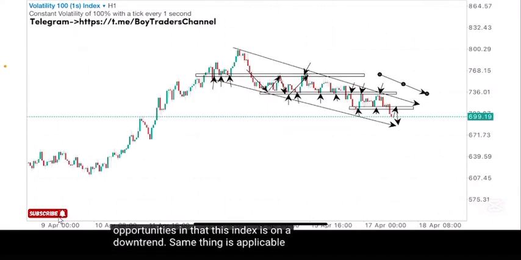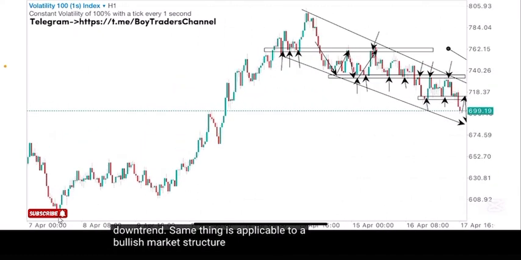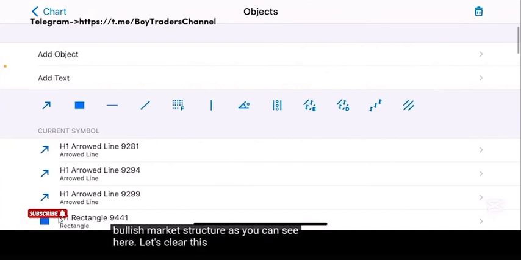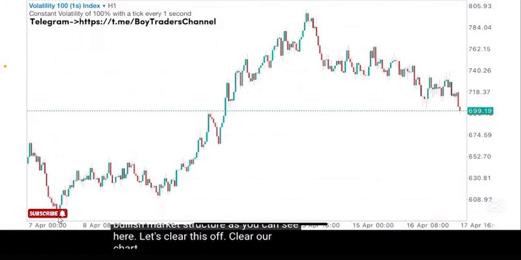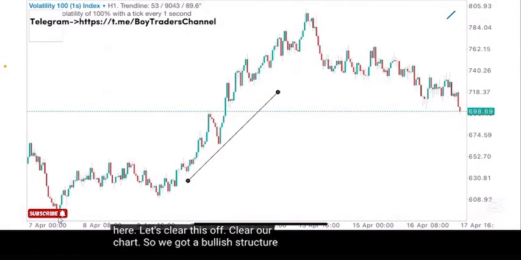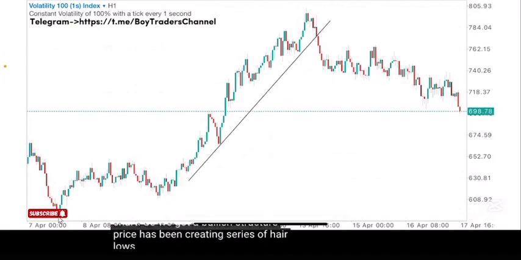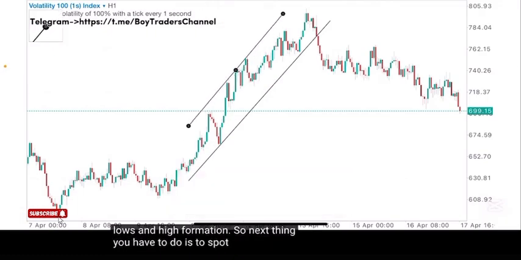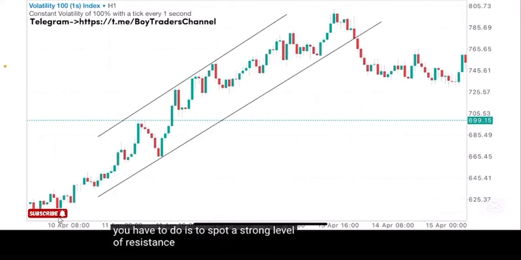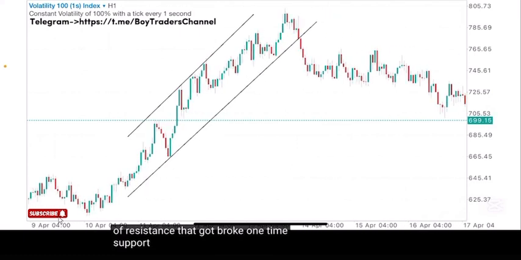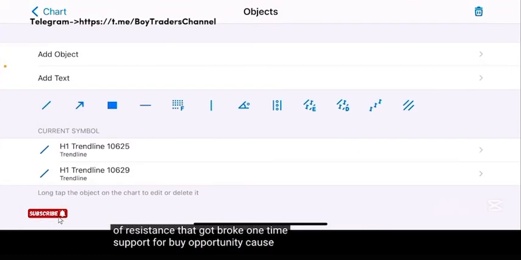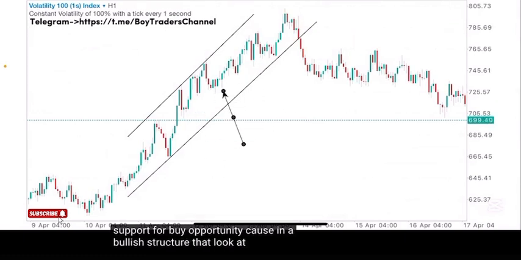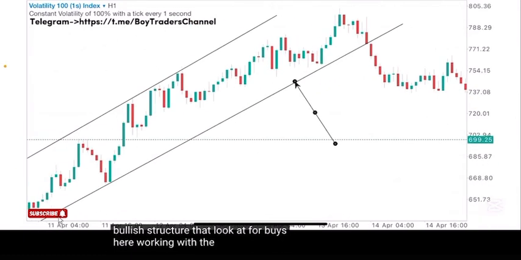And I'll be waiting for the retest of this level for sell opportunities, being that this index is on a downtrend. Same thing is applicable to a bullish market structure, as we can see here. Let's clear this off, clear our chart. So we've got a bullish structure. The price has been creating a series of higher lows and higher highs formation. So the next thing you have to do is to spot a strong level of resistance that got broken, turned support for buy opportunity, because in a bullish structure, we look for buys here.